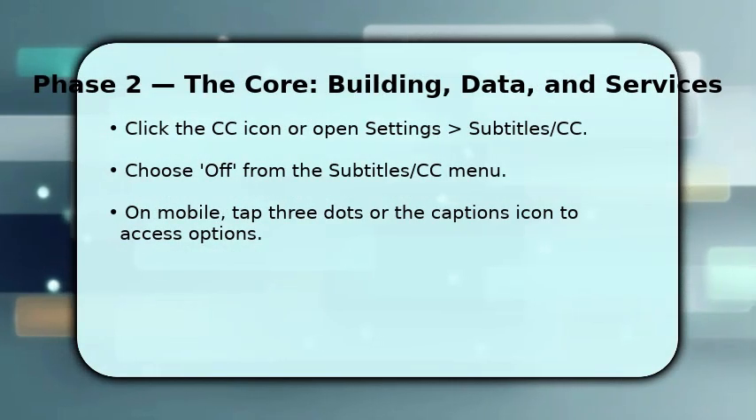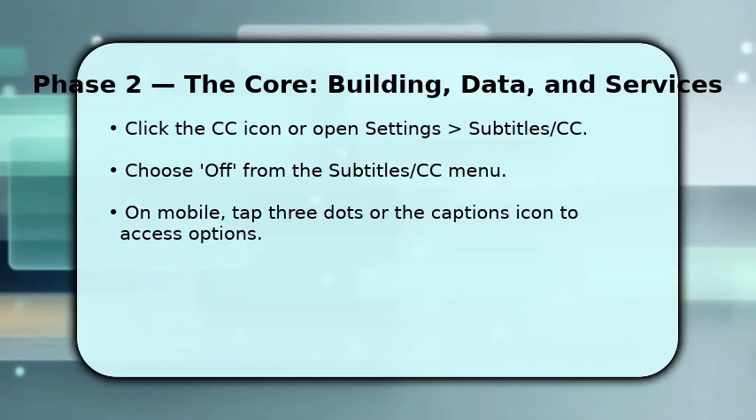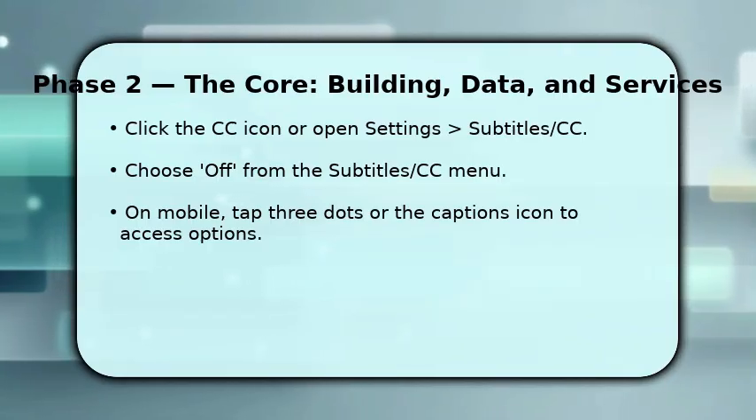Now that you can see the captions control, click the CC icon or Open Settings and choose Subtitles/CC. You do this because live captions are controlled separately from audio or video. Once the menu opens, select Off. This stops the live caption stream immediately and reduces on-screen clutter.